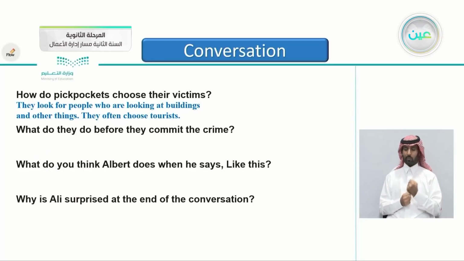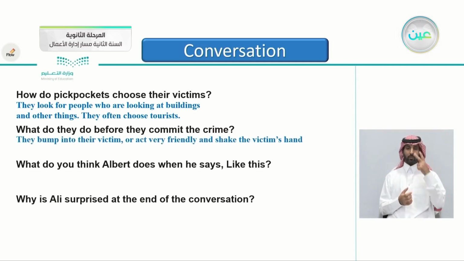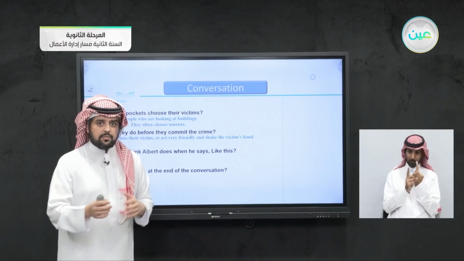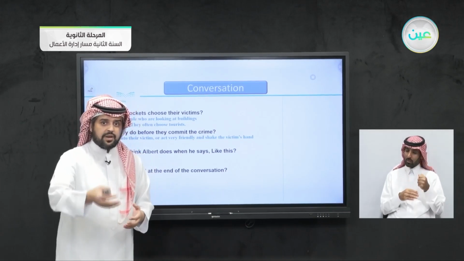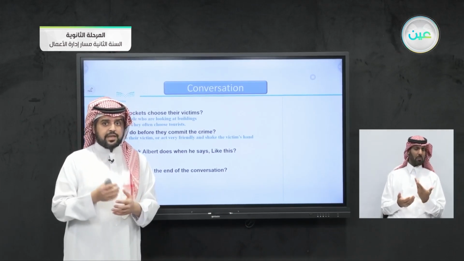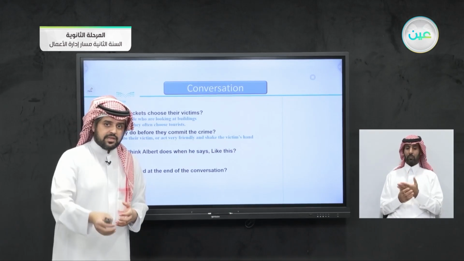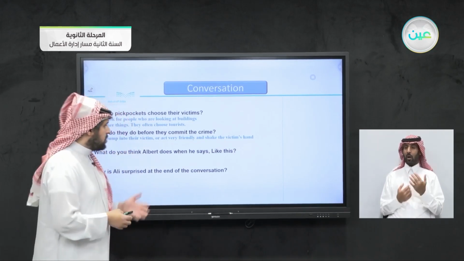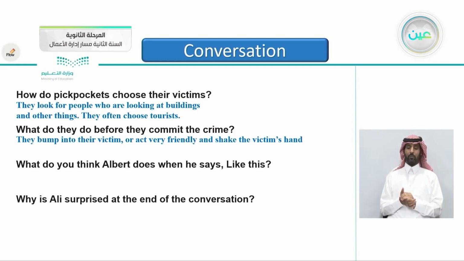What do they do before they commit the crime? Yes, they bump into their victim or act very friendly to shake the victim's hand. Before they commit the crime, they try to get close to you, either by bumping or trying to act real friendly and shaking your hand. And with that, you don't feel, as I said before, they're light-handed. They can put their hands in your pocket and take it out without you feeling. So what do they do before they commit the crime? Before they take your wallet, they bump into their victim. They act friendly and shake the victim's hand.